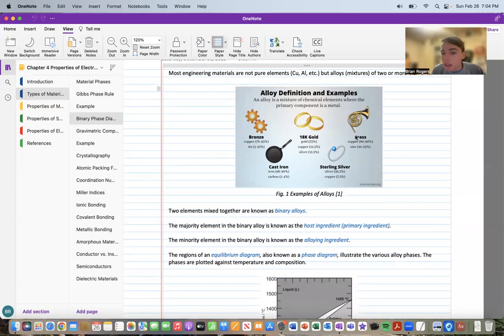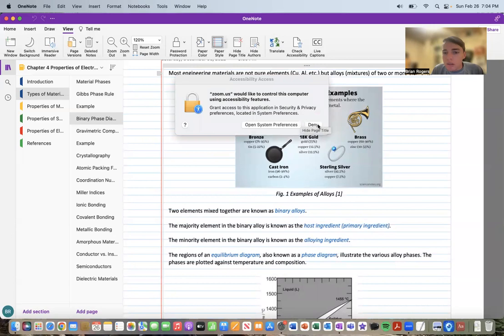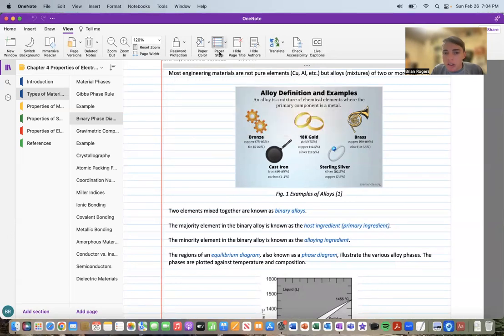So what we're going to see here, brass, for instance, you're going to notice that brass is a composition of copper and zinc. It's not just one element. Silver is a composition of silver, and there's a little bit of copper in there for your sterling silver. Cast iron has a majority of iron and a small percentage of carbon.